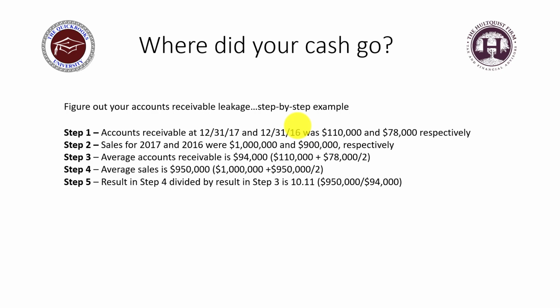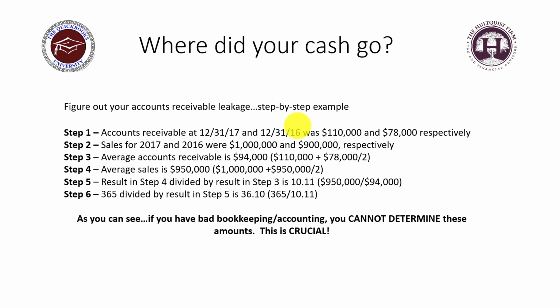Step five, the result in step four divided by the result in step three is 10.11. That's $950,000 divided by $94,000. Step six, 365 divided by the result in step five is 36.1. So what does that mean? Well, first of all, it means that if you have bad accounting or bad bookkeeping, you cannot figure out these amounts. You just simply can't. So this is crucial to have that good accounting, that good bookkeeping. Otherwise, you will have bad data and you will not know how long on average it takes for your customers to pay you.